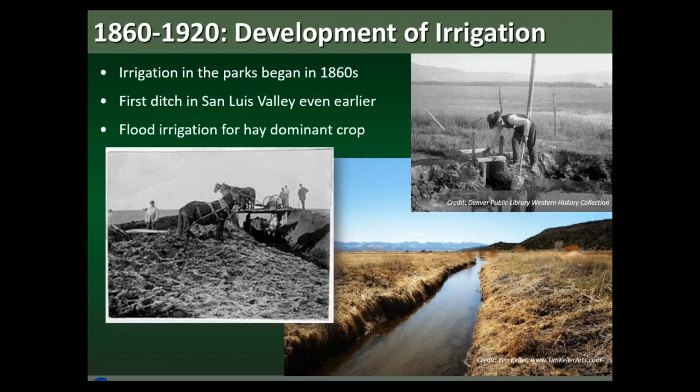The next chapter of the story begins a couple decades later when another wave of Europeans came to the mountain parks, this time to stay. Irrigation in the parks began in the late 1800s and even earlier in the San Luis Valley, where the oldest ditch in Colorado, the People's Ditch, still flows today and is pictured in the lower right of the screen. Flood irrigation was a mainstay in the parks, where the primary crop is hay, supporting cattle.